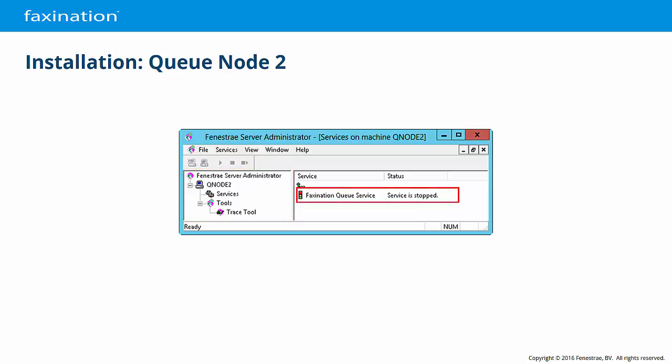Within the Fenestrae Server Administrator on Node 2, Q Node 2, we can see that there is a single service called Faxination Q Service. The service is stopped, and we're still not quite ready to start it yet.